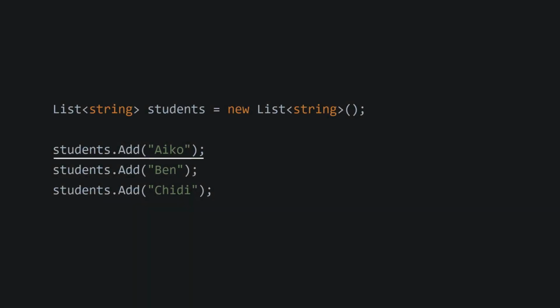Now we put something in it. Add takes one item and appends it to the end. So the order you add is the order they sit in. 3 calls, 3 students, and the list has quietly resized itself to fit them without being asked. There is no capacity to declare and nothing to copy.